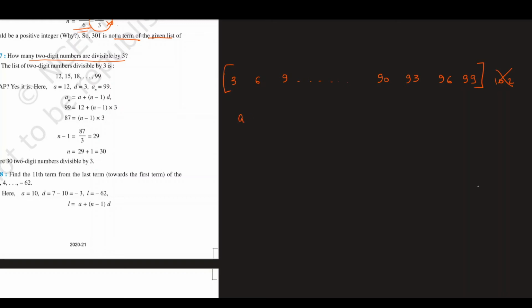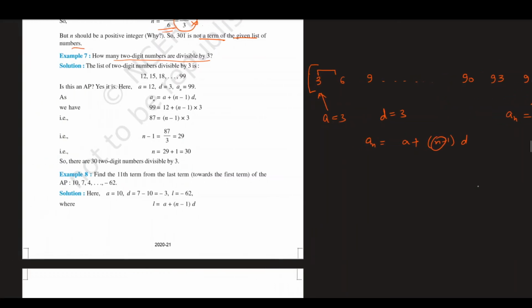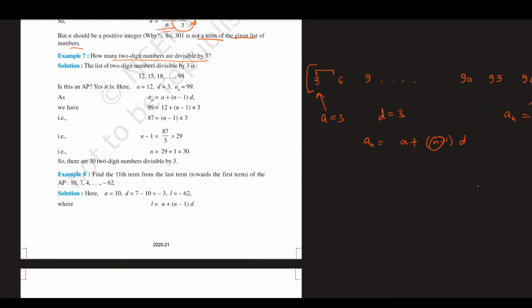So we got a is equal to 3, the difference d is equal to 3, and an is equal to 99. Just calculate by putting these values in this formula. They have solved it and made n equal to 30. So there are 30 2-digit numbers.